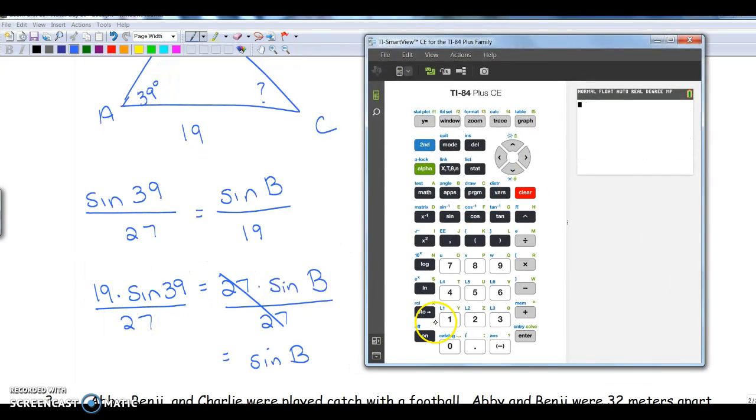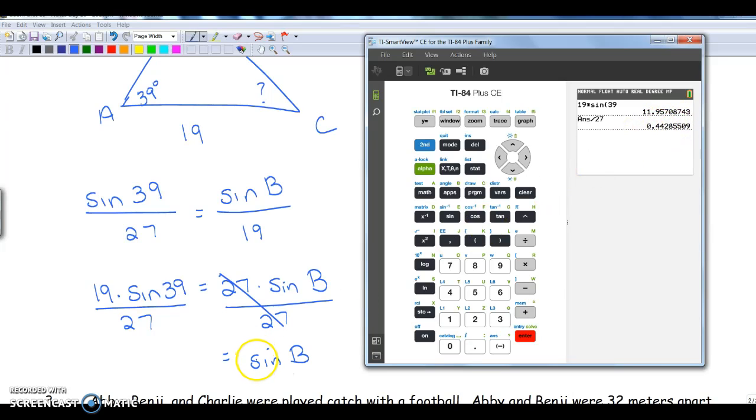So we're going to do 19 times the sine of 39, hit enter, and then we're going to divide by 27. Same deal as before, do the numerator, hit enter, and then divide by the denominator. We're going to get this lovely decimal. Now we're not going to round it. What we're going to do is we know that the sine of B equals this thing, this 0.44 number.